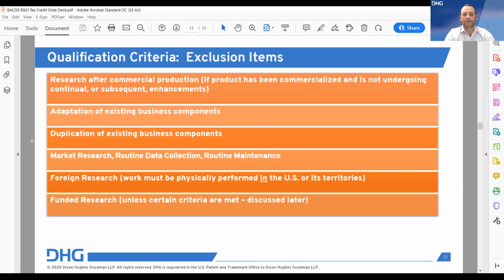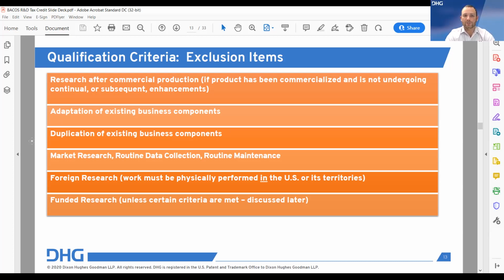The next one is called duplication. This one is just saying you can't create 10 of the same thing and take the cost of all 10 and call that R&D if you've already established that the first one that you developed has satisfied the uncertainties and you've resolved those to further develop your product. So it's really just trying to prevent double counting of expenditures where you've already accounted for your R&D. Then we have, again, market research, routine data collection, routine maintenance. Again, those are more operational.